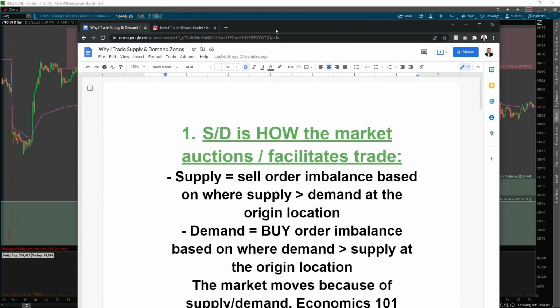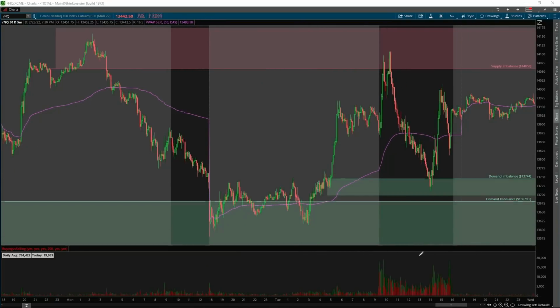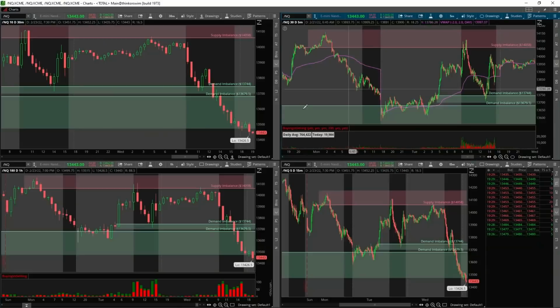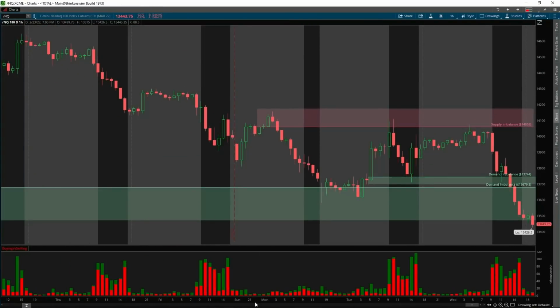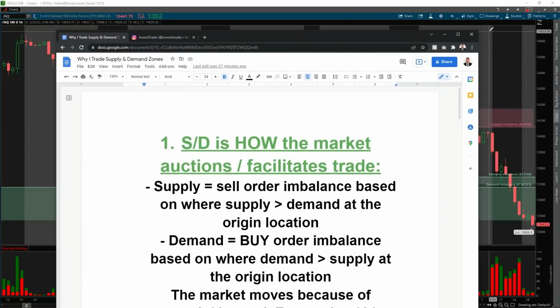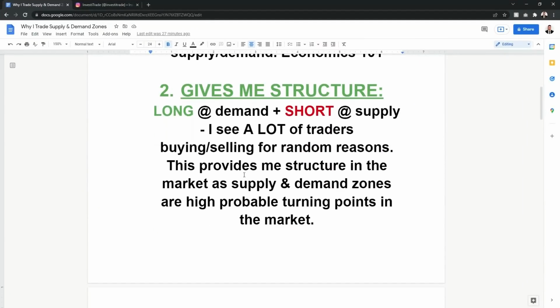So that's point number one. It's how the market auctions. It's how it facilitates trade. The market usually moves from imbalance to imbalance, whether we're talking about higher time frames or shorter time frames. It's essentially how the market moves and transitions even from balanced periods to imbalanced periods. It's not a coincidence that these are areas that the market has a hard time getting above or below, and it's very, very powerful.